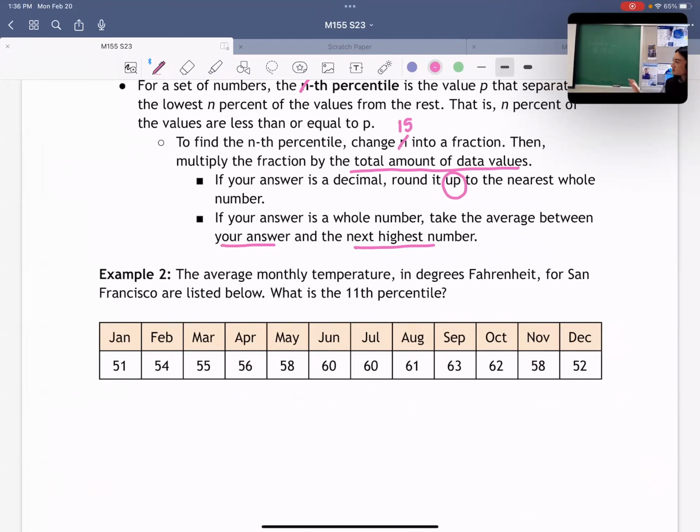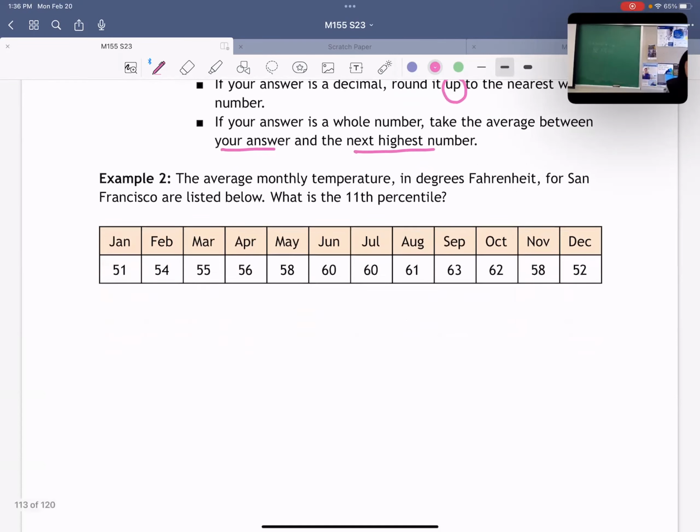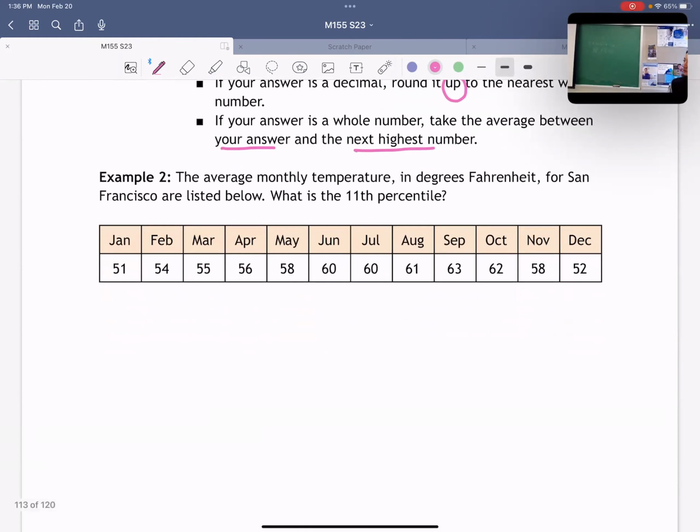Here we have a bunch of numbers, okay? And with these numbers, I want to find the 11th percentile, okay? When you find the 11th percentile, the first thing you ever want to do when you do these questions is to write the numbers in order. This is very similar to the median. It actually is exactly the median, but we'll talk about that later, okay? So first we're going to write the numbers in order.